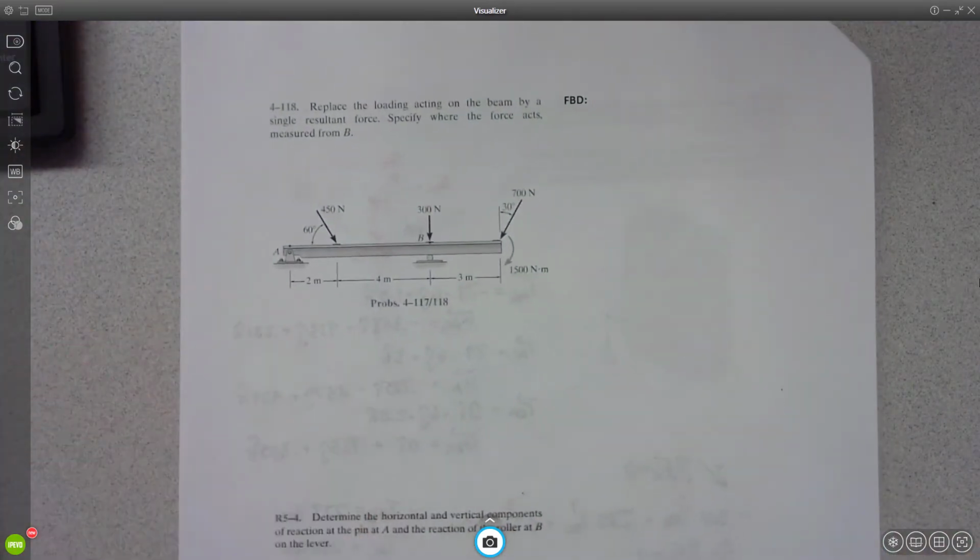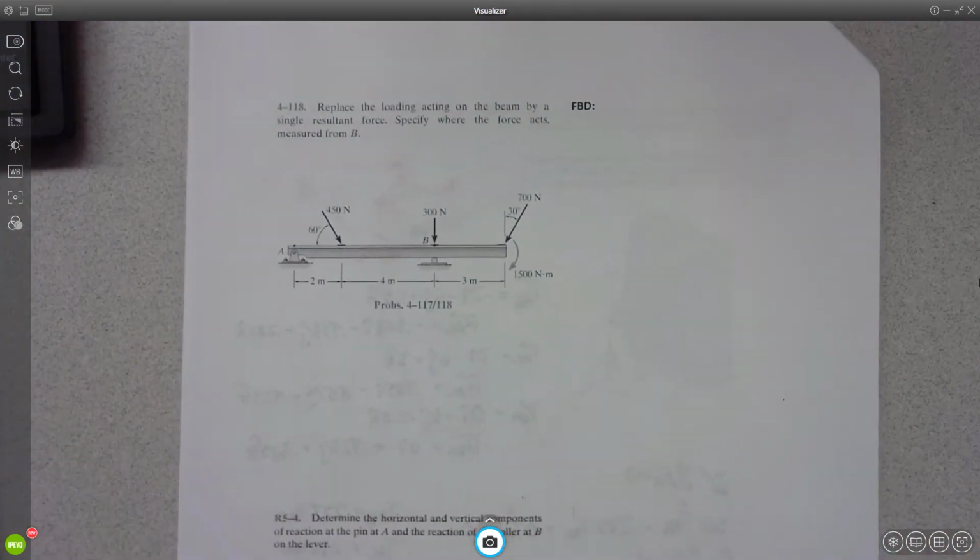4118. Okay. Replace the loading acting on the beam by a single resultant force. Specify where the force acts measured from B. Okay.